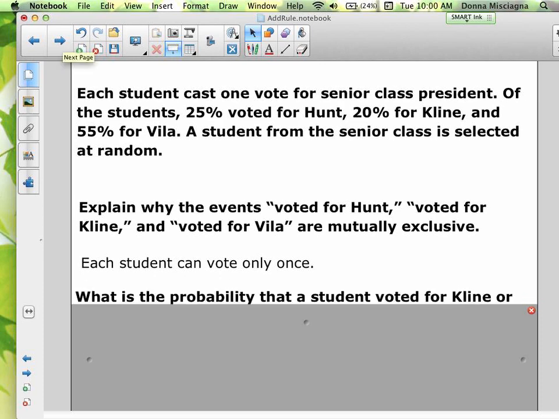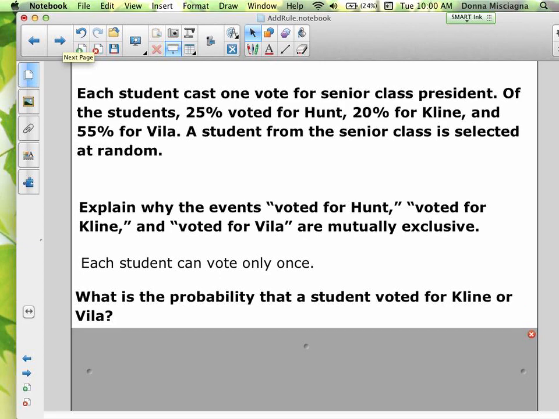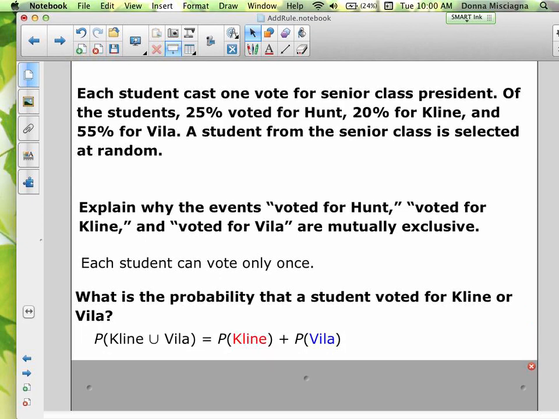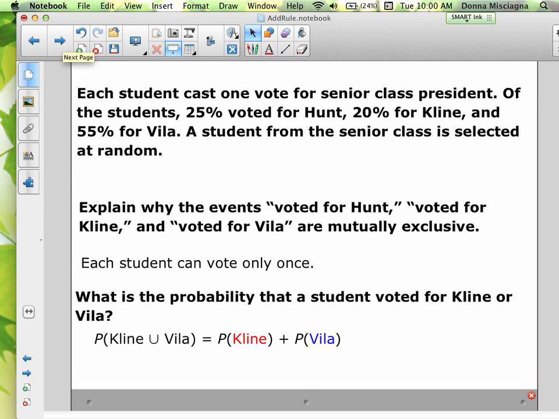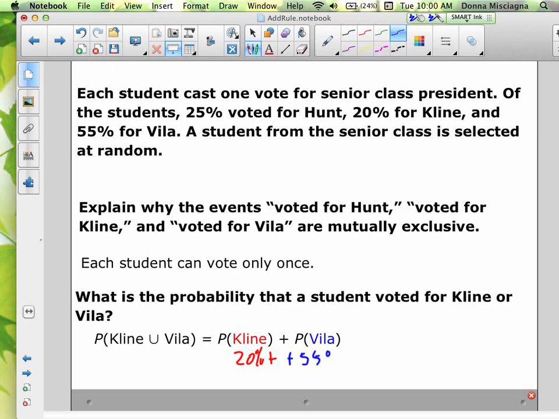All right, so what's the probability that a student voted for Klein or Vila? How would we find that answer? We'll add the percent that voted for Klein and the percent that voted for Vila. So it was 20% voted for Klein and 55% voted for Vila. That means the percent of students that voted for Klein or Vila would be the sum of those two, and that would be 75%.